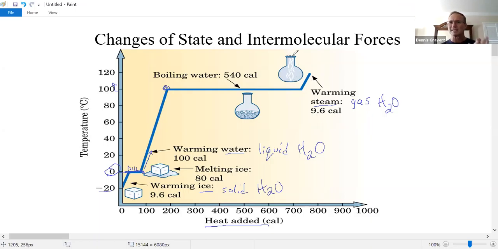And now if you had a sealed container and you kept heating this, then the steam could actually heat up beyond 100 degrees. You could warm up the steam even hotter.